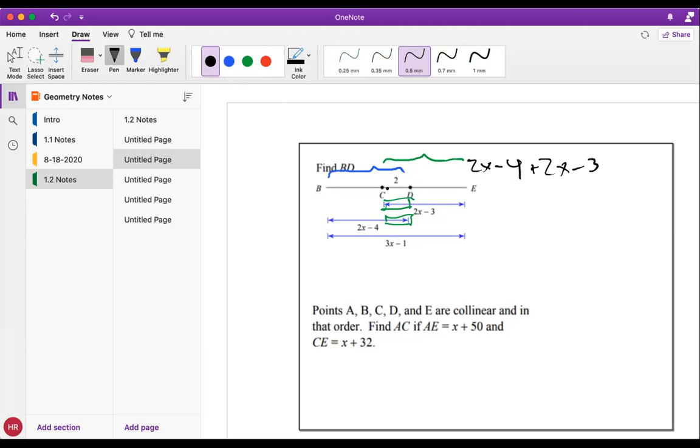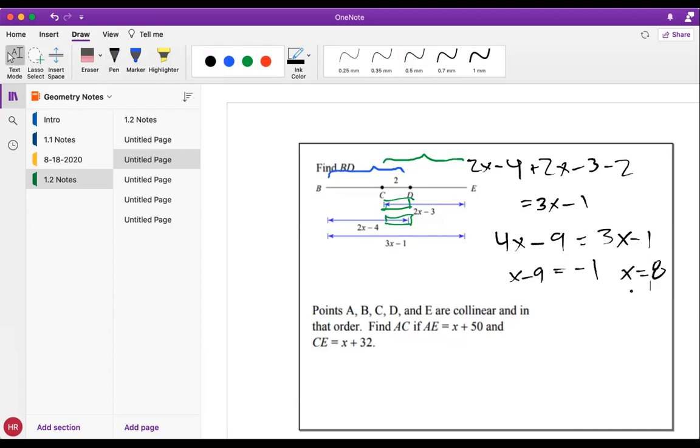I know that there's 2 of these little pieces in here. I'm just going to subtract it once. Now I've got this one plus this one minus that thing I counted twice. And that's got to be equal to the whole distance, which is 3x minus 1. So this side is 2x plus 2x is 4x. Minus 4, plus 3, minus 2, is minus 3. 4x minus 3 equals 3x minus 1. Subtract 3x from both sides, get x minus 3 is negative 1. Add 3 to both sides, and I get x equals 2.